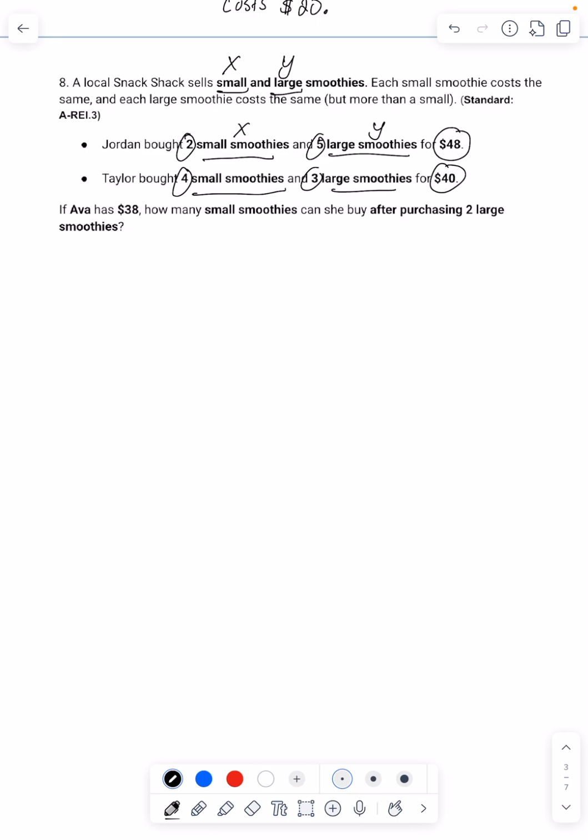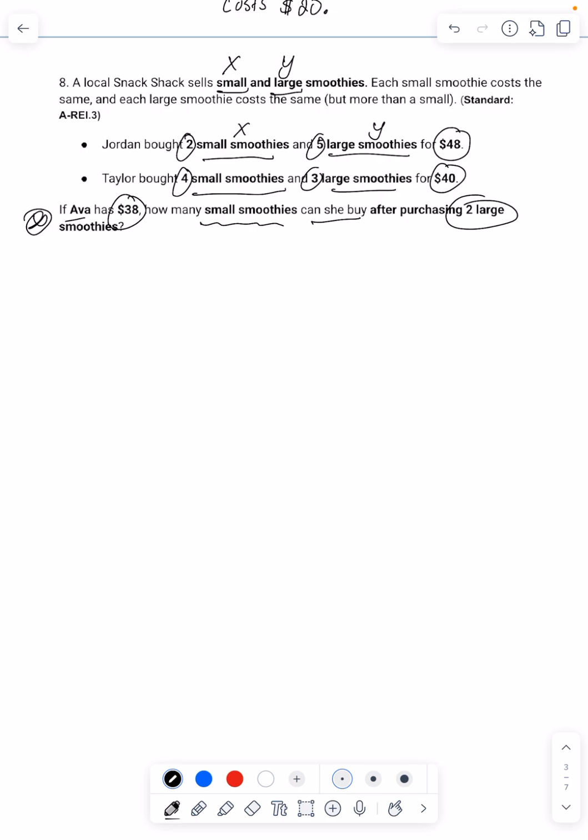And then they're asking, if Ava has $38, how many small smoothies can she buy after she purchases two large smoothies? Well, we can't answer this question without knowing how much the small and large smoothies cost. So that's exactly what we're going to have to figure out first.